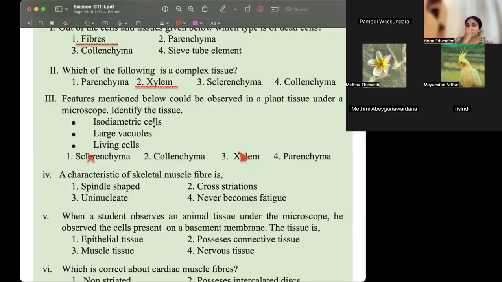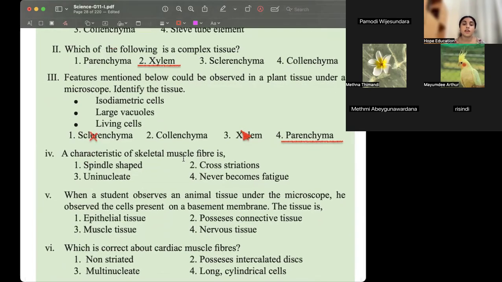Isodiametric means spherical cells. But the cells in collenchyma are not spherical. So it's also not collenchyma. It is parenchyma. Isodiametric means spherical, there's a large vacuole, living cells. All of that fits parenchyma. If we take only living cells, collenchyma and parenchyma are both living. But collenchyma are not isodiametric.